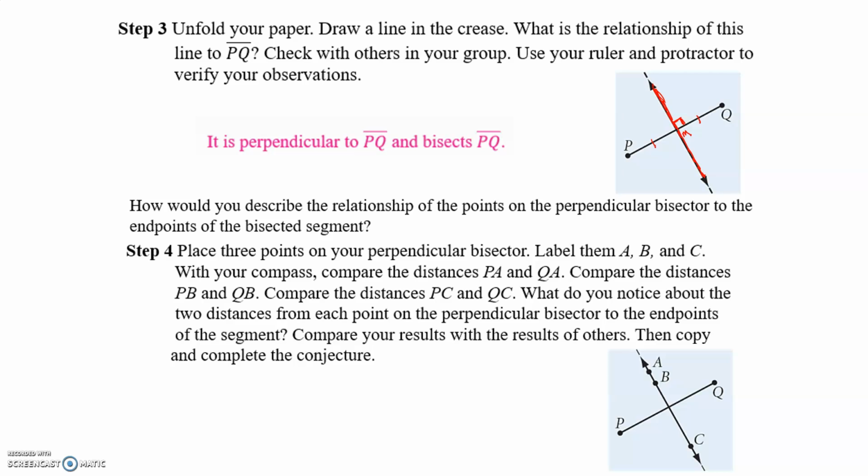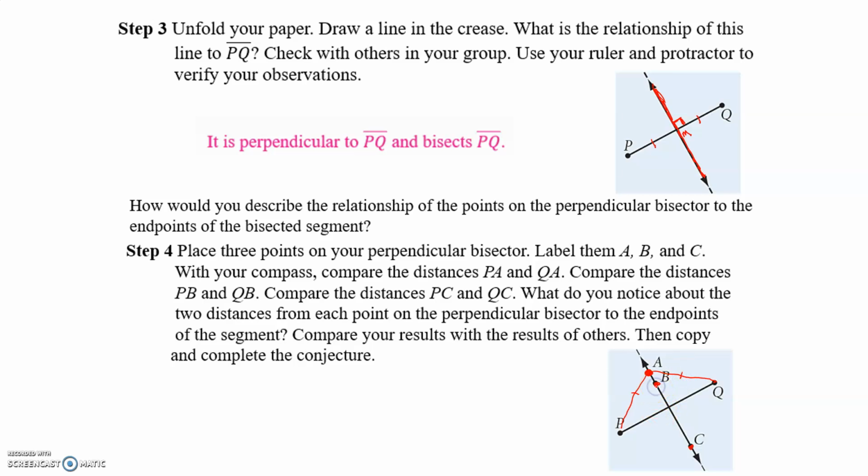So they say, okay, we're going to help you do that. They say, put 3 points on that line that was in the crease and label them A, B, and C. With your compass, compare the distances from P to A and Q to A. So if I stab in with my compass at A and open it all the way to P, from here to here, and then swing my compass, still stabbed in at A, to Q, you'll find out that you do not have to change that compass opening at all, which means that those two distances are equal.